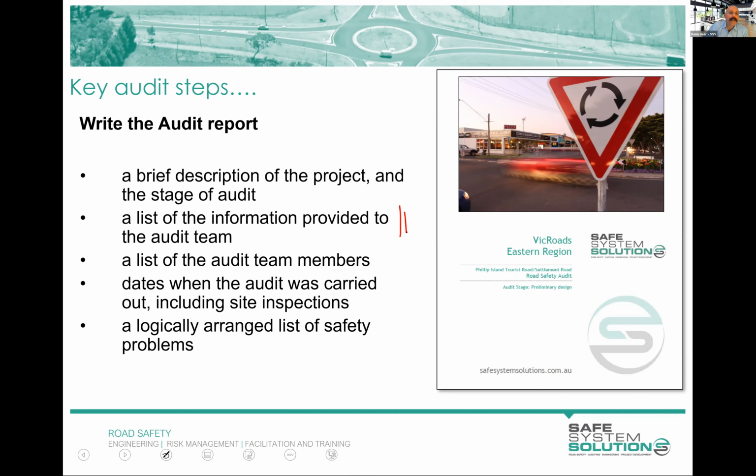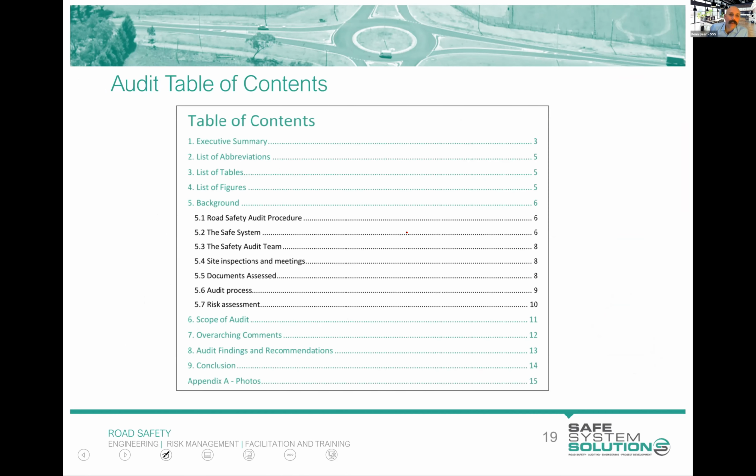You list the team members, the dates that the audit was carried out, when the inspections happened. Some people like to even jot down the weather conditions when the audit happened. And then you list your safety issues that you identify. And as I said, we've given you a template report to use, which covers all this quite nicely. So just follow that. There's an example of the table of contents, and you have some photos. You can use photos in the appendix, or you can integrate them into the table if you want. It's up to you.